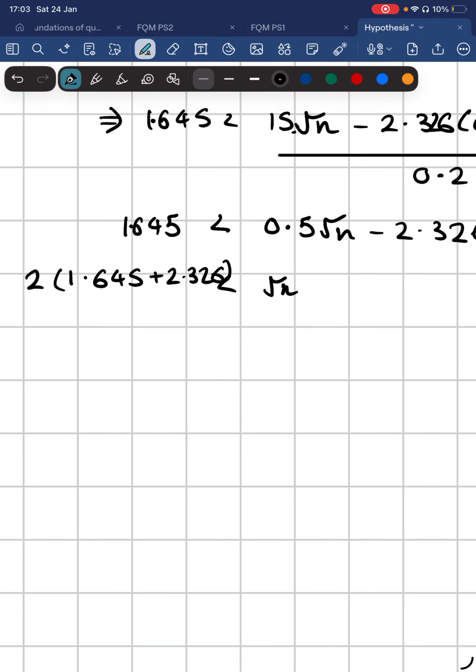Whether we have to change the sign of an inequality when we apply a function to each side depends on the shape of that function. You can Google that if you like, but because n is positive, we can square both sides of this and we don't have to change the sign of the inequality.